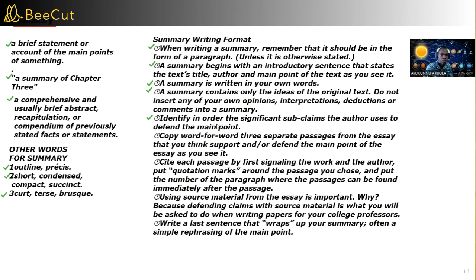Then the next thing is that in order to identify the significance of claims the author uses to defend the main point, you can copy word for word three separate passages from the essay that you think support or defend the main point of the essay as you see it. So that is the only way you are allowed to copy word for word. Then you can cite each passage by first signaling the work and the author, putting quotation marks around the passage you choose, and also putting the number of the paragraph where the passage can be found immediately after the passage. Maybe paragraph 2, paragraph 3, from where it has been extracted.